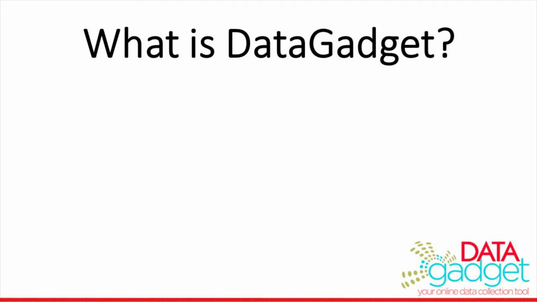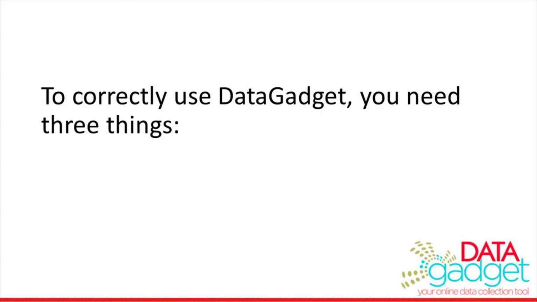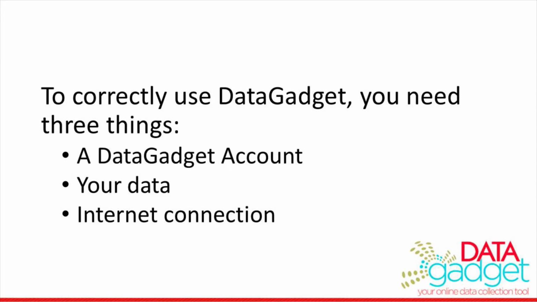So let's start off with asking this basic question, what is Datagadget? Well, it's an online collection tool for your data. It's where you would enter your prevention data. We'll see a little later that that's divided into two subcategories. And it's also required by the Mississippi Department of Mental Health for reporting. Now, to correctly use Datagadget, you need three things: a Datagadget account, your data, and an internet connection.